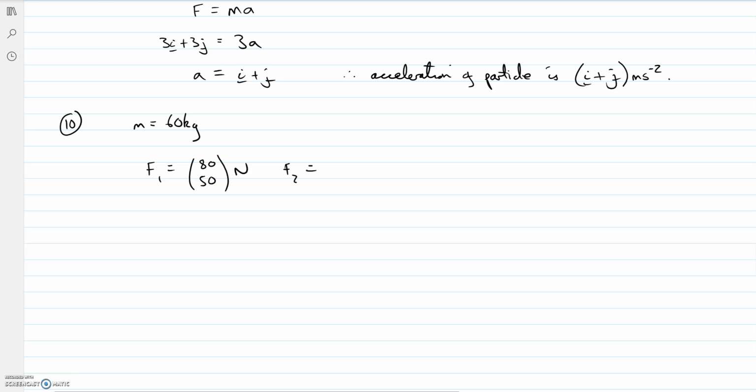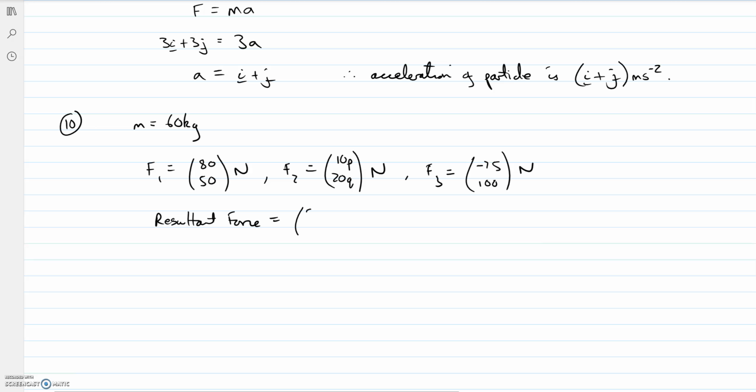So there's the first one, there's the second one, we don't know. Here we've got P and Q. And then we've got F3, which is minus 75, 100 newtons, and they're all acting on a particular boat. So our resultant force from these 3 forces is just the sum of them. So it's F1 plus F2 plus F3. So this plus this plus this.